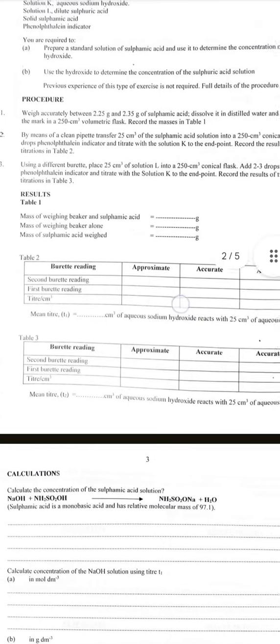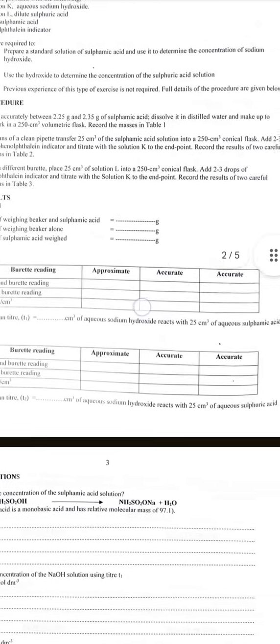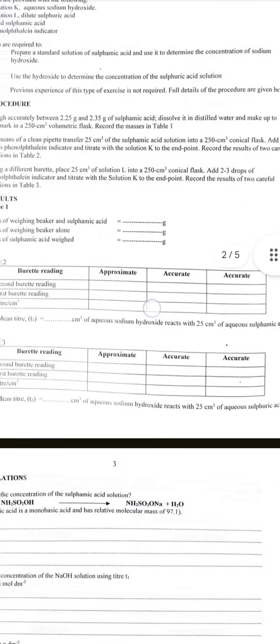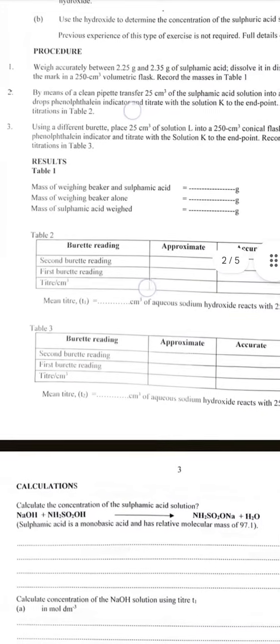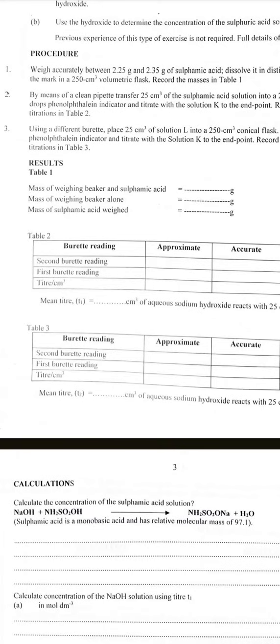Now, after weighing, you dissolve it in distilled water and make up to the mark in a 250 cm cube volumetric flask. You record the mass in table 1. So this is table 1. You go to the third line, which is the mass of sulfamic acid weighed. You measure the mass and write the answer. Make sure you don't write grams again because the unit is already given. In the first two lines, you just write the third.